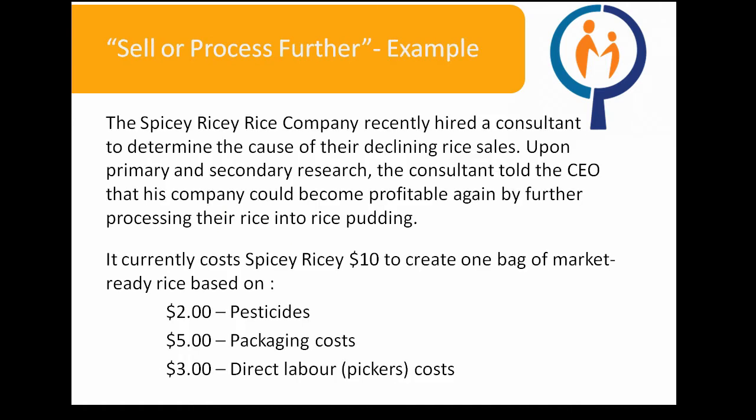Let's do an example. The Spicy Ricey Rice Company recently hired a consultant to determine the cause of the declining rice sales. Upon primary and secondary research, the consultant told the CEO that his company could become profitable again by further processing their rice into rice pudding. It currently costs Spicy Ricey $10 to create one bag of market-ready rice, based on $2 for pesticides, $5 for packaging costs, and $3 for direct labor costs.